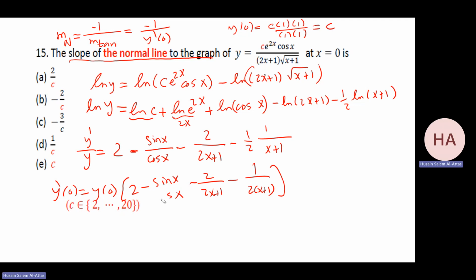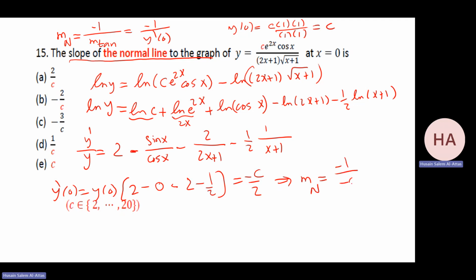It's right away. Substitute y. We can substitute sine 0, which is 0, or cosine 0 over 1. This is 2. This is minus half. So it will be minus c over 2. So the slope of the normal is minus 1 over minus c over 2, which is 2 over c, which is this one.